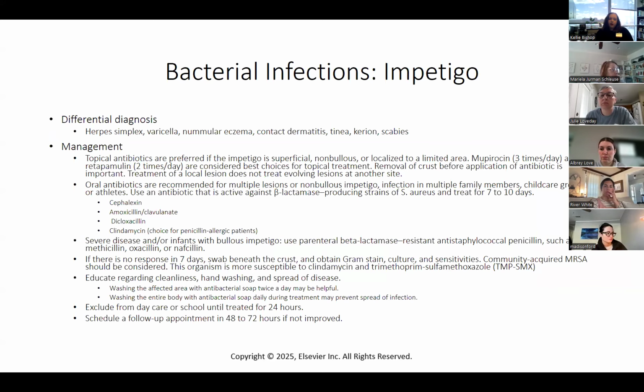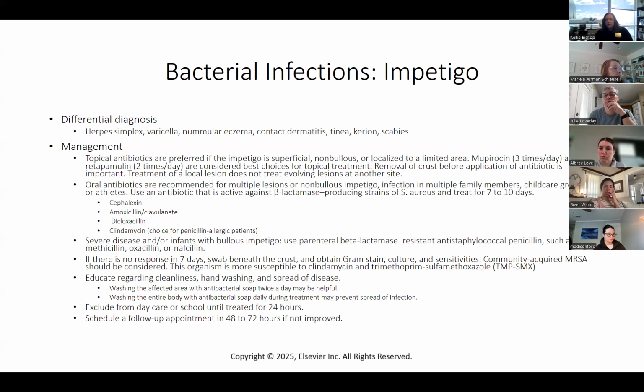Management: topical antibiotics are preferred. So mupirocin 3 times a day is usually what is prescribed. That's first line. You do want to make sure that the crust is removed before applying it. And because it's topical, it's treating where you put it. It's not treating any other lesions. So they need to put it on each lesion.